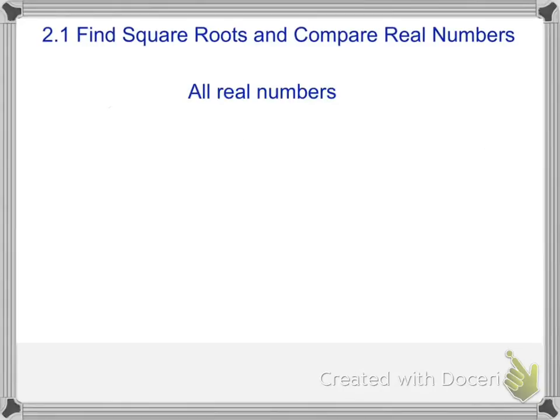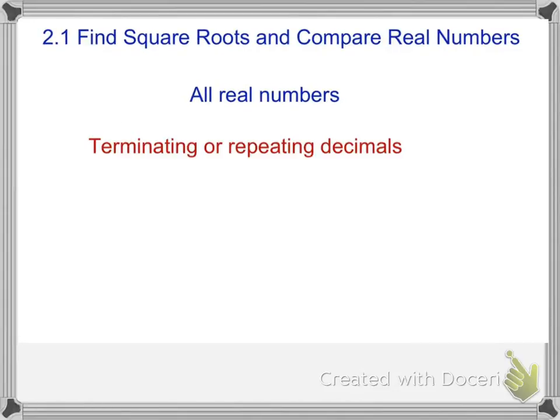Now I'm just going to introduce you to the different symbols that represent the different sets of numbers. And this first set right here is all real numbers. And this looks like an R. The next set is terminating or repeating decimals, and this is just a Q with a line down the middle.